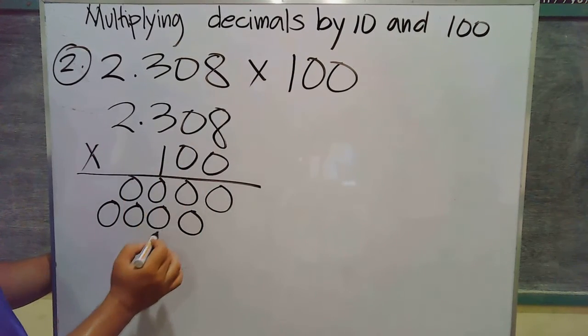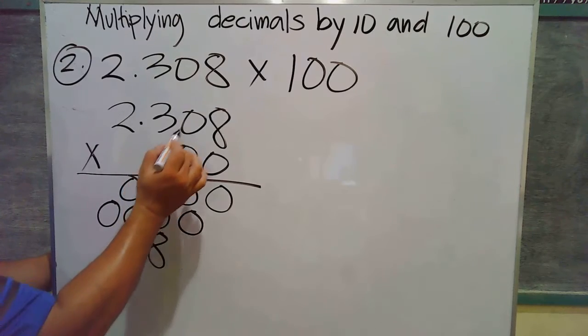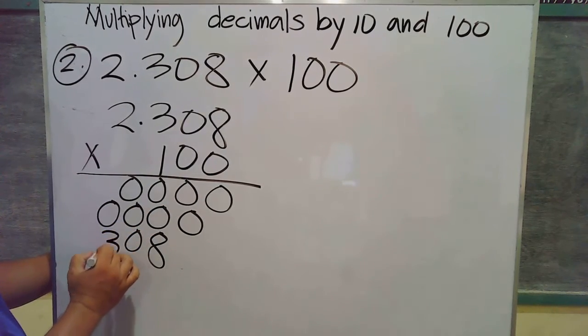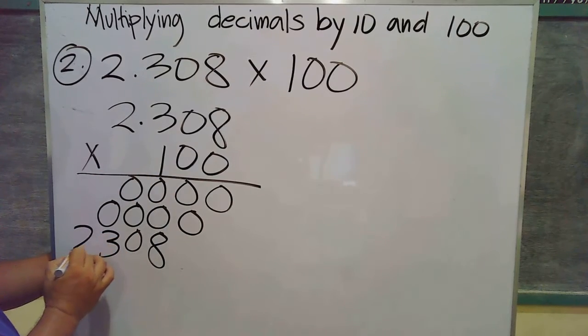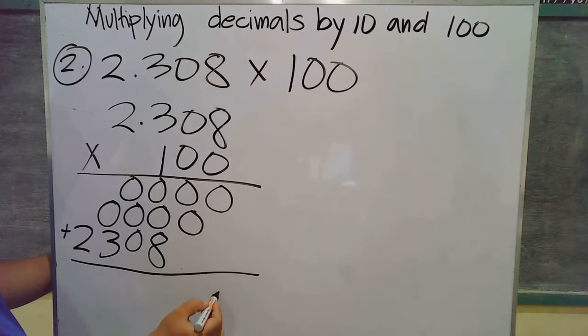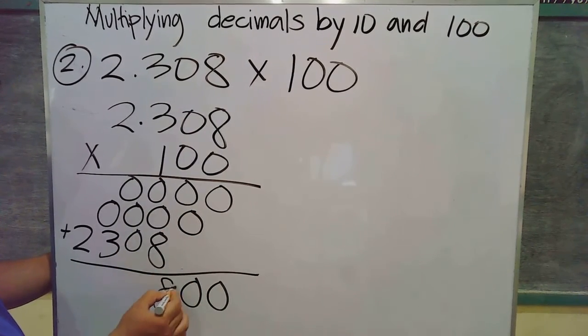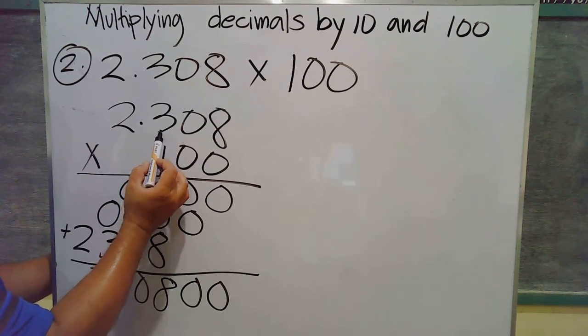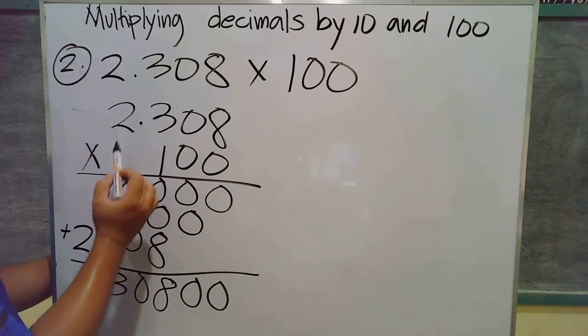1 times 8, 8. 1 times 0, 0. 1 times 3, 3. 1 times 2, 2. And let's add. So 0 here, 0, 8, 0, 3, 2. Now where will we put the decimal point? Depending on the number of decimal places after the decimal point from our factors.